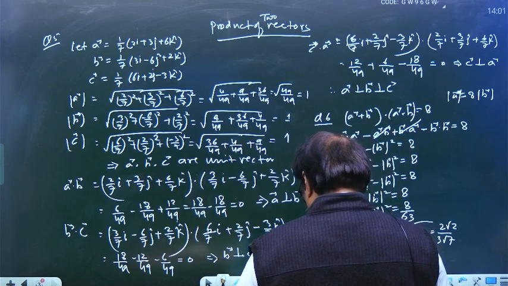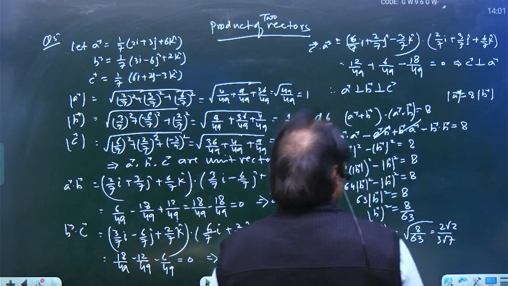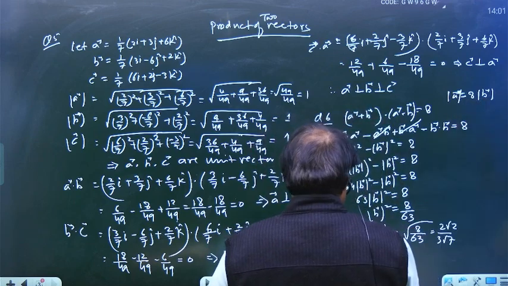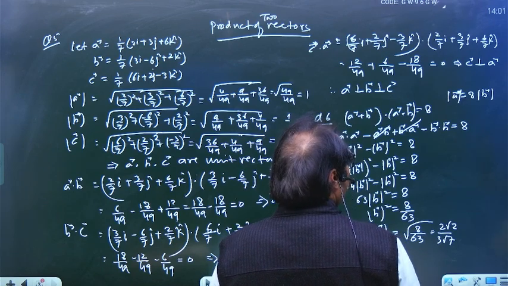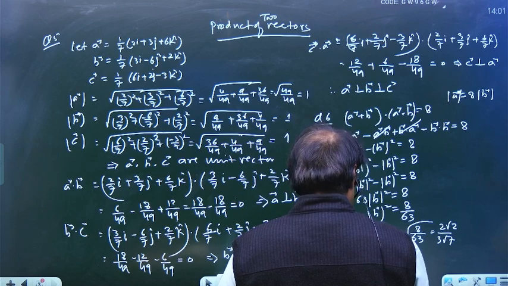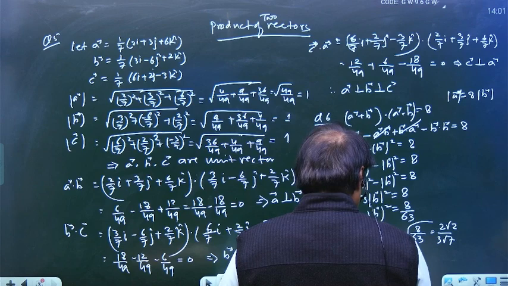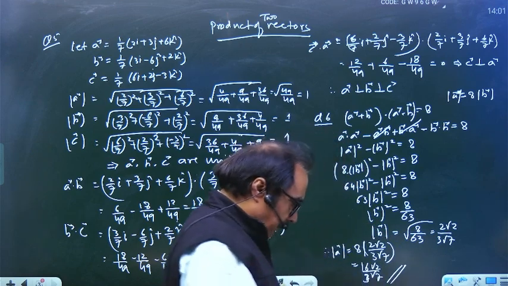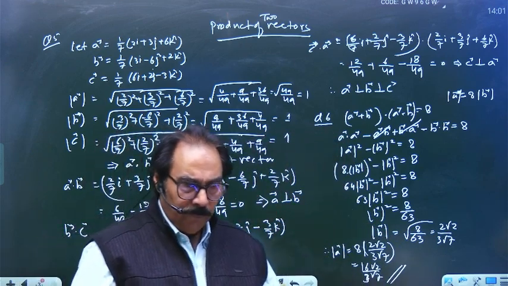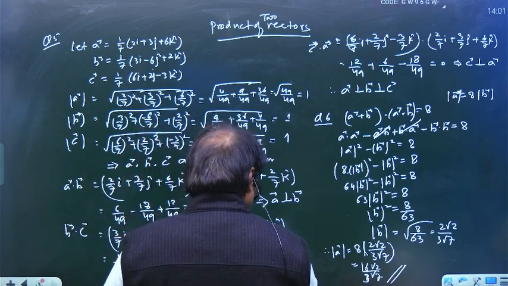So this is the value of magnitude of B. And now put the value of magnitude of B here. Therefore magnitude of A is equal to 8 times magnitude of B, and the magnitude of B is equal to 2 root 2 upon 3 root 7. So this is equal to 16 root 2 upon 3 root 7. So in this way we have found the value of magnitude of A and magnitude of B. Okay, now move to the next question.